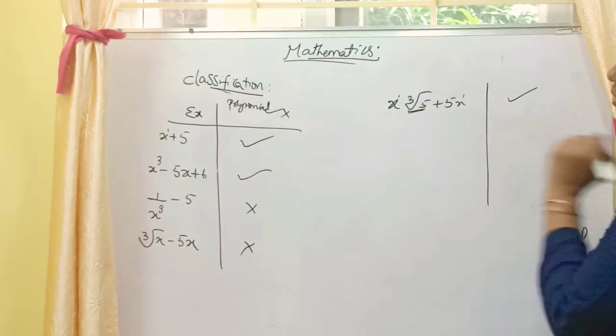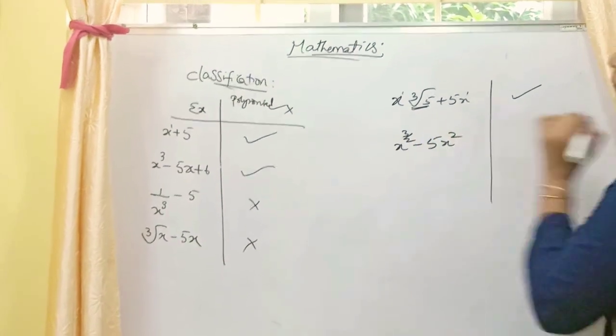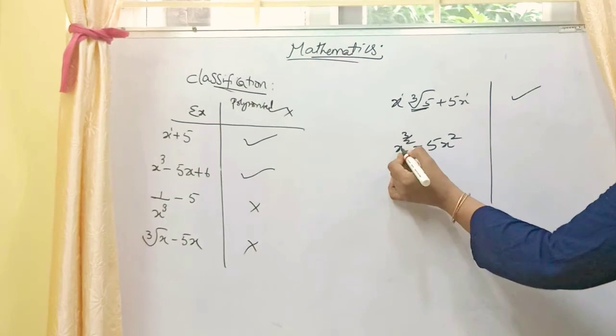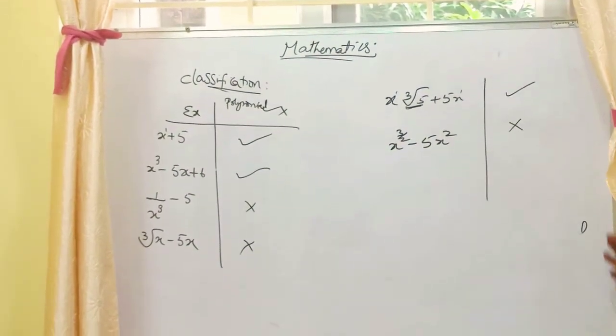Next is, now can we say this is a polynomial? No. Because here x has a fractional power, therefore this is also not a polynomial.